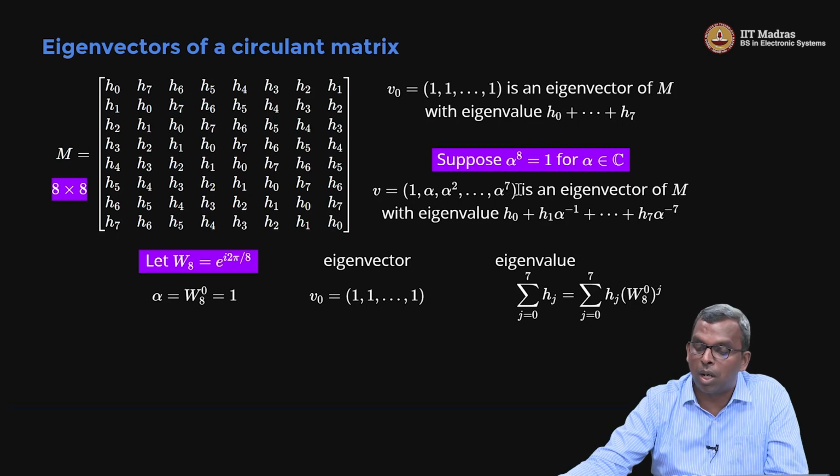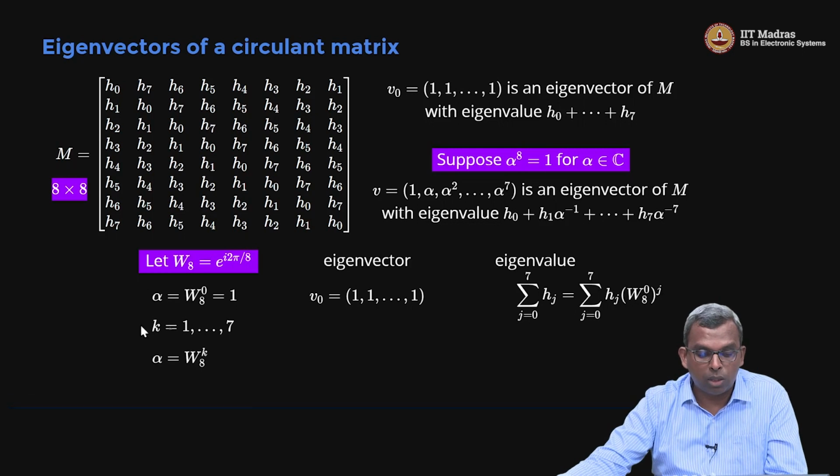If you put alpha equals 1, you get back your first V0, right? V0 is 1, 1, 1, 1, 1. The eigenvalue is summation j equals 0 to 7 Hj. Okay, and then you can write this down. I've just ridiculously written something. We'll come back to this later.